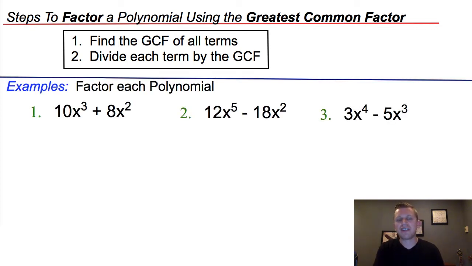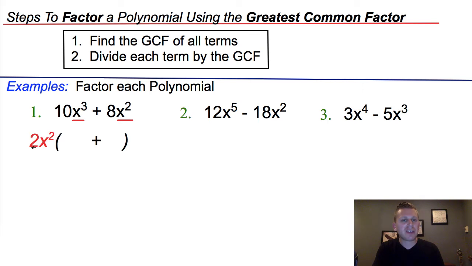I want to factor each of these polynomials using GCF factoring. When I look at the first one, first I want to find the GCF of all terms. Well, the GCF of 10 and 8 is 2. That's the largest number that goes into 10 and 8 evenly. The GCF of x cubed and x squared is the lowest exponent. That's going to be x squared. So my GCF here is 2x squared.